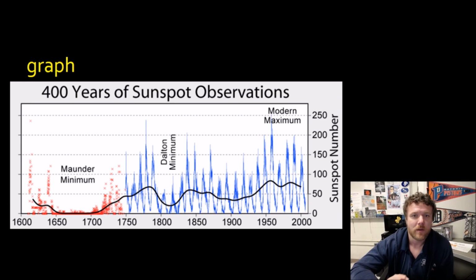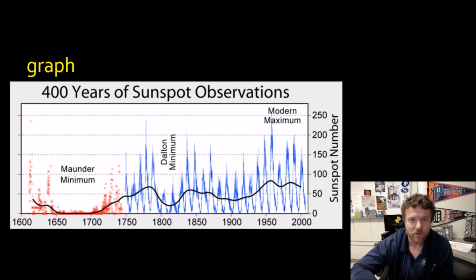And this is what's known as the Maunder minimum. The Maunder minimum is a mystery. We don't know why that happened. We know that it did because we have data, but we don't know why. I'm wondering if you guys know of anything else that happened back in this time period.